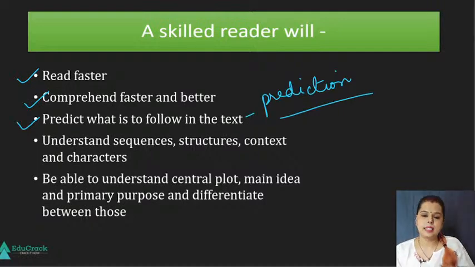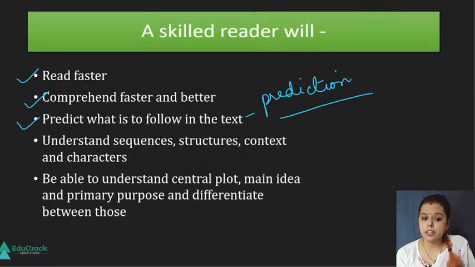What comes next? Sometimes you get questions which say, what do you think the author will say next? Or what do you think the author will talk about next? So that is why prediction is something that can be done only if you are a skilled reader, right? So you have to read faster, you have to understand faster, you have to understand better, and you should be able to predict. So if you are not able to do that right now, this is the time where you develop that speed or where you develop that skill.